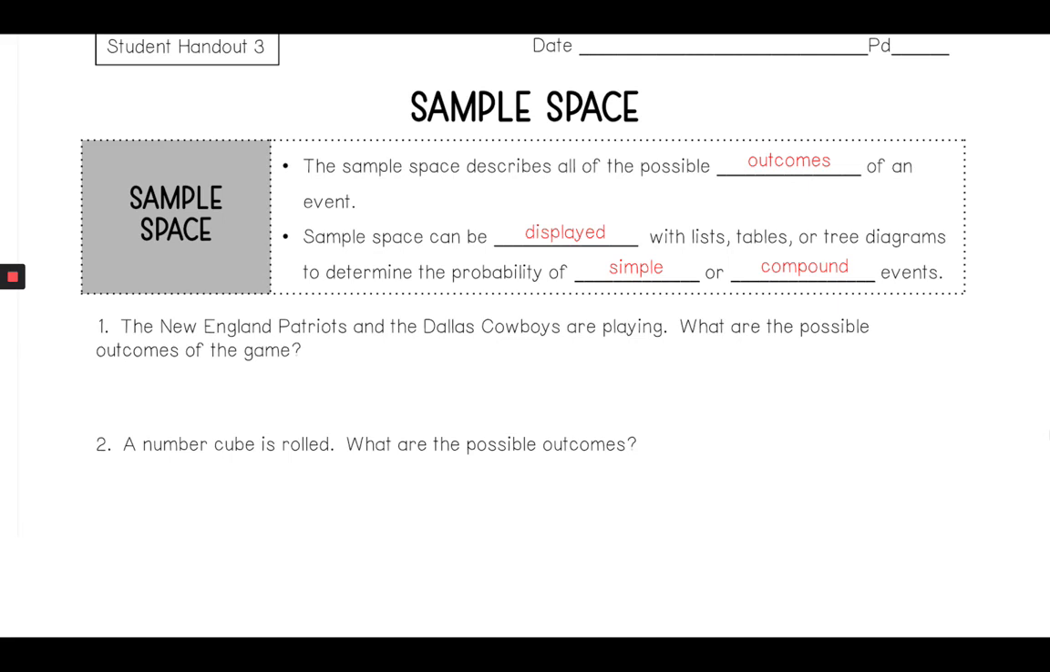So for instance, the New England Patriots and the Dallas Cowboys are playing. What are the possible outcomes of this game? It's not possible for the Jets to win.